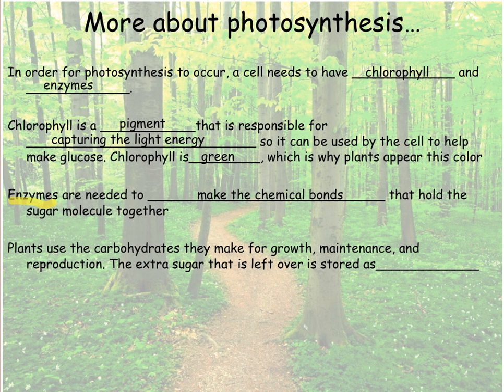Okay, let's finish by noting that plants use the carbohydrates that we just described that they make for a number of important things, such as growth, maintenance, and reproduction. If the plant has extra sugar or extra glucose left over, it stores the extra glucose as a large macromolecule called starch.